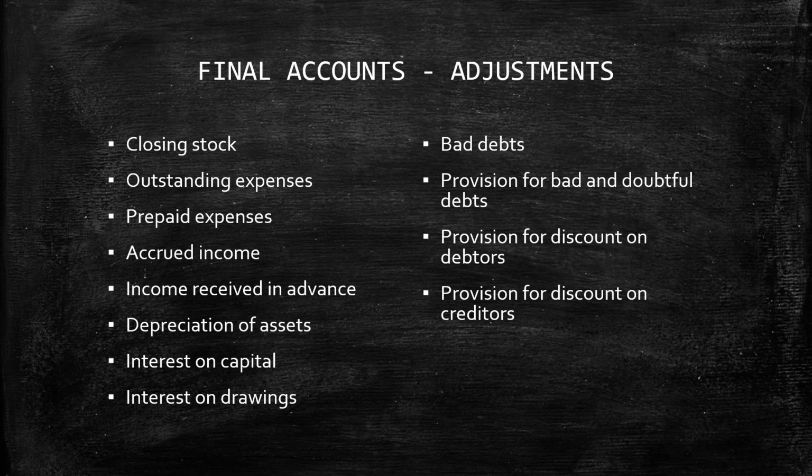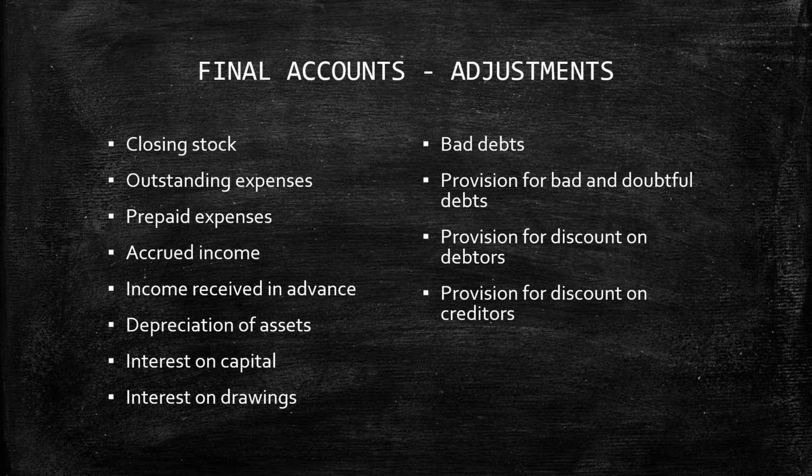Next comes bad debts. Bad debts is nothing but if you are selling goods on credit and you couldn't recover the amount, it comes under bad debts. So it will appear in the debit side of the profit and loss account, and you have to deduct the amount from the debtors in the asset side, because you lost the amount forever. You cannot recover it. Okay.